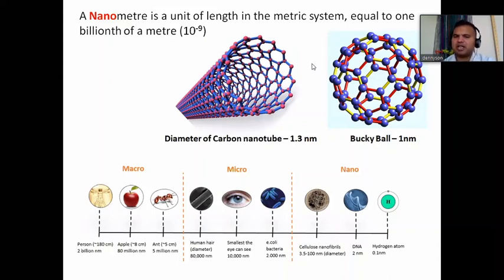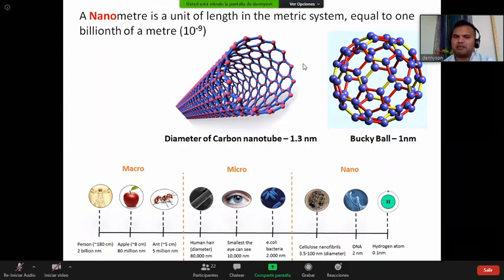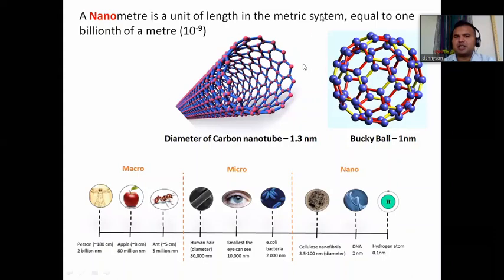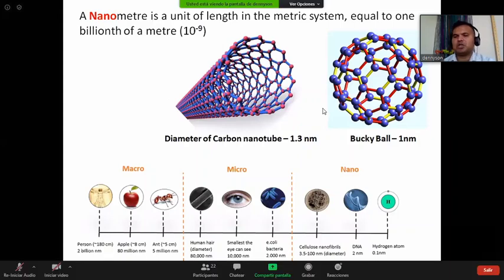You know, carbon has 6 atoms and forms a layered form called a graphite. One layer is called graphene, and this is a carbon nanotube made of carbon. The width diameter is 1.3 nanometer. So this is how small a nanometric system is.